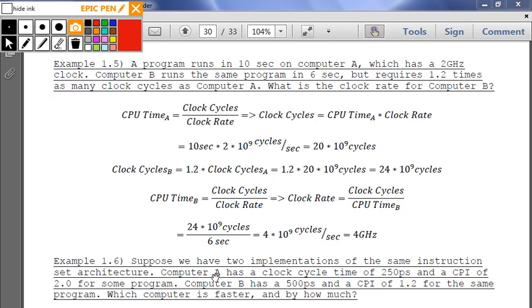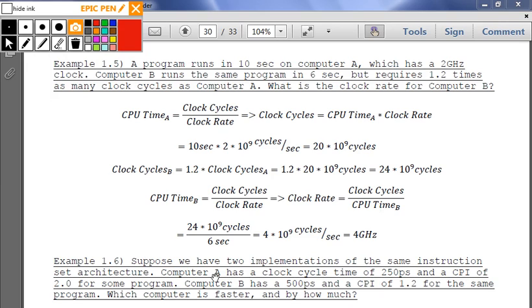So here's an example of a problem. A program runs in 10 seconds on computer A, which has a 2 gigahertz clock. Computer B runs the same program in 6 seconds, but requires 1.2 times as many clock cycles as computer A. So we have two different architectures running the same program. Computer B requires more clock cycles, but executes it faster. Yes, more power. Now you're connecting concepts. That's good. What is the clock rate for computer B?